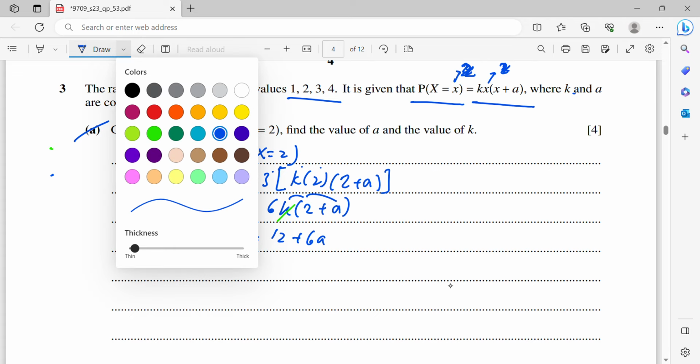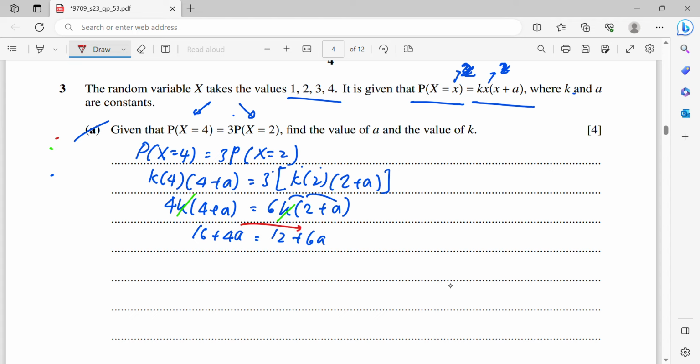So move the a to the right hand side and move the constant to the other side. I will get 6a minus 4a, which is 2a. Then by moving the 12 to the other side, it will be minus 12, so 16 minus 12 is 4. So at last, your a will be 2.